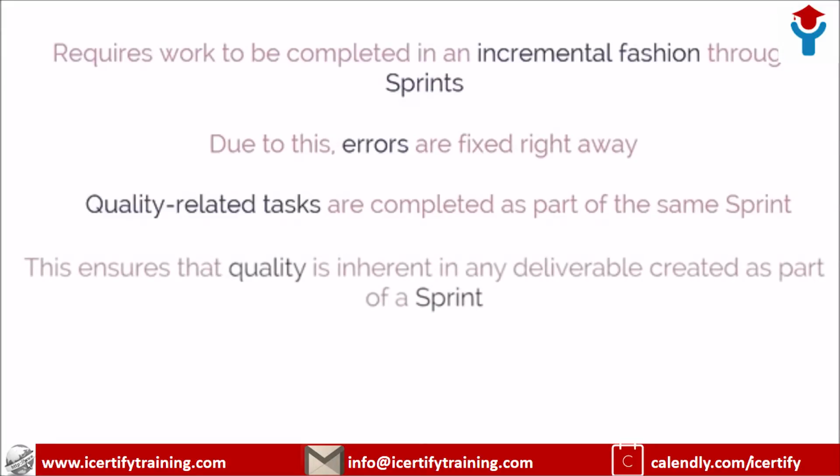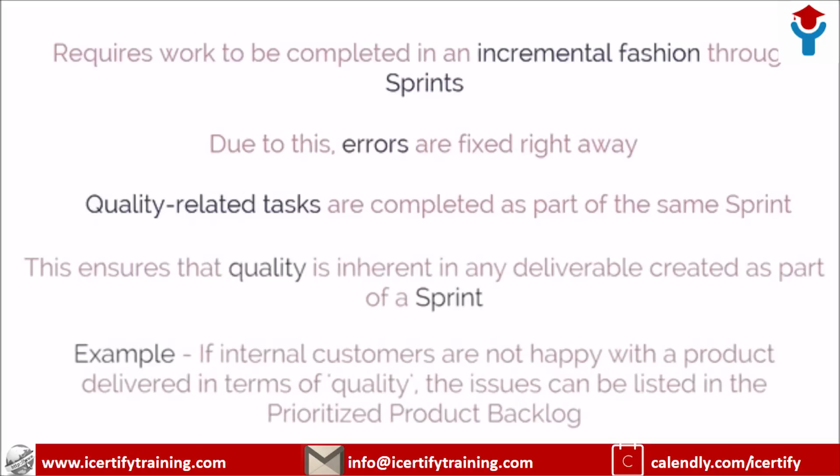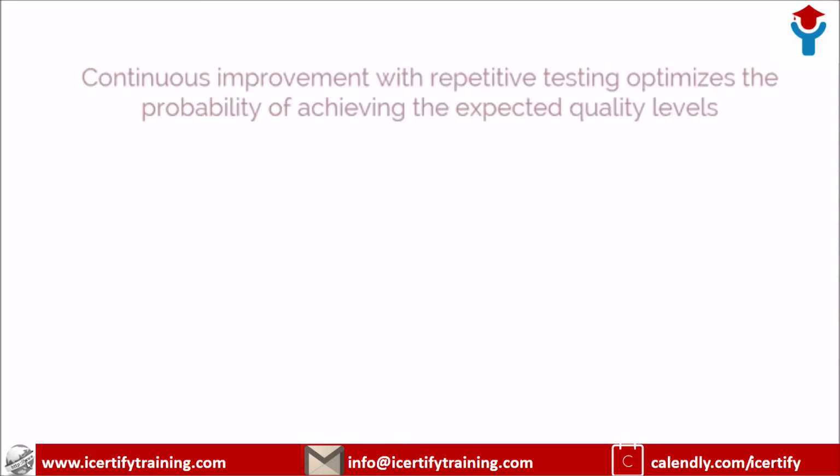This ensures that quality is inherent in any deliverable created as part of a sprint. Such deliverables from Scrum projects, which are potentially shippable, are also referred to as done. For example, if internal customers are not happy with a product delivered in terms of quality, the issues can be listed in the prioritized product backlog. These kinds of issues will be addressed during the sprints, and the team will try to fix them so that quality is not compromised.